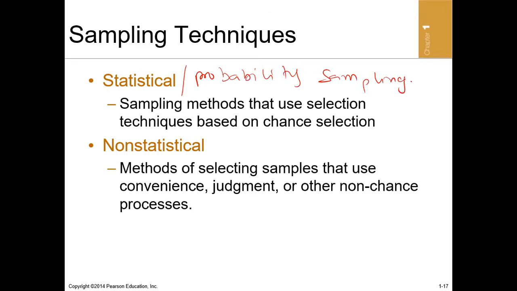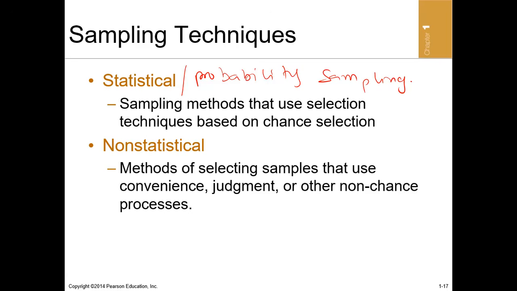So some of the methods in sampling, when we use it, it means that each and every member of the population has an equal chance of being selected, all right? So when we are using a statistical sampling technique or a probability sampling technique, it means that we give each of the elements in the population equal chance of being selected.